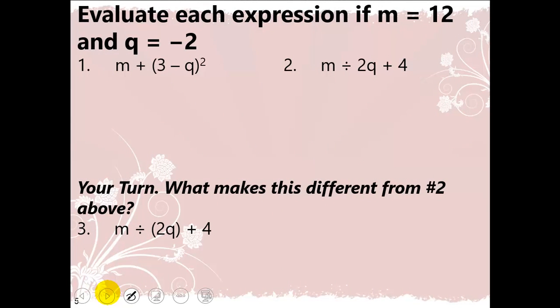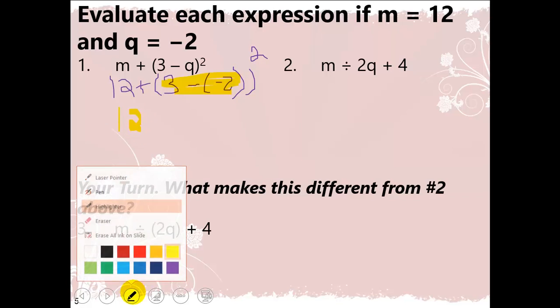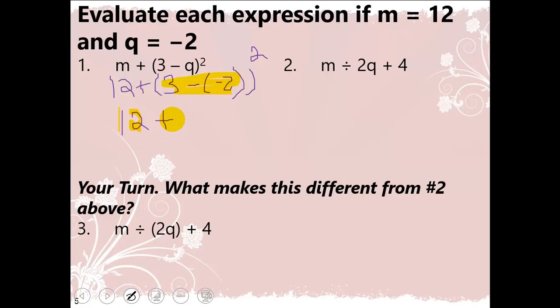All right, let's try these two. I'm going to plug in a 12 for M, and I'm going to plug in a -2 for Q. I'm going to simplify inside the parentheses first. So I get 12 plus 5 squared. Negative 3 minus negative 2. That's like negative 3 plus 2. Right? And then it's 12 plus 25. I have to do the exponent, and then I add. Notice that I don't go 12 plus 5 is 17 and square that. I do not do that.